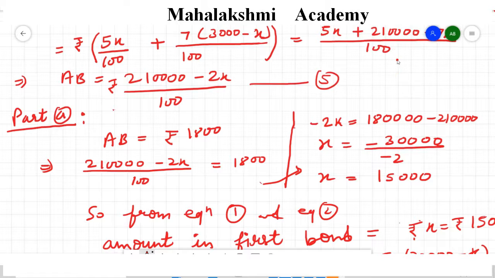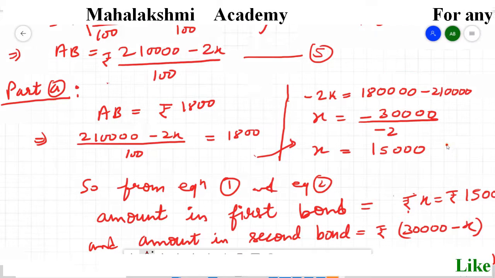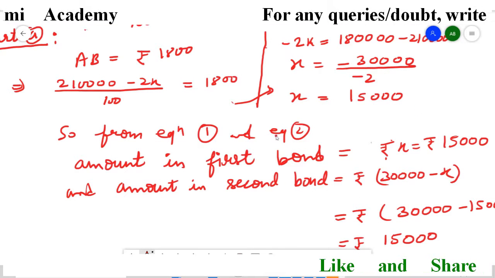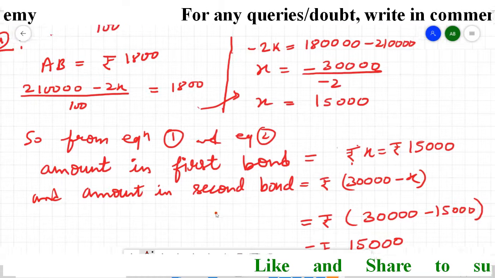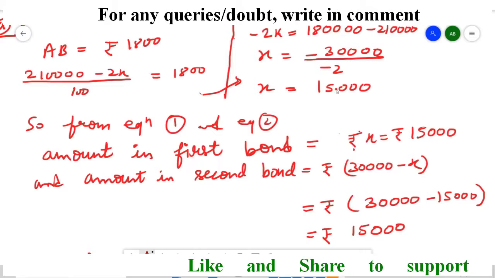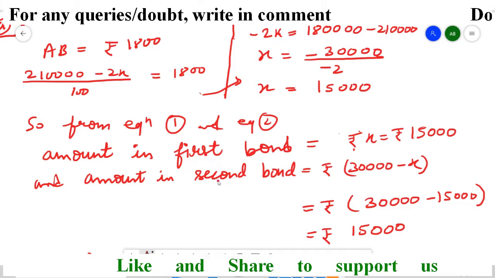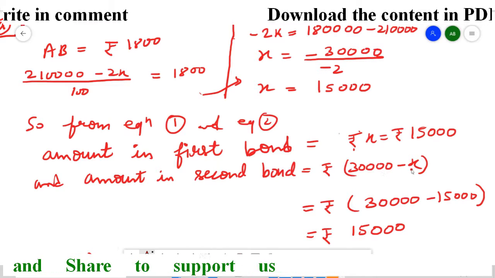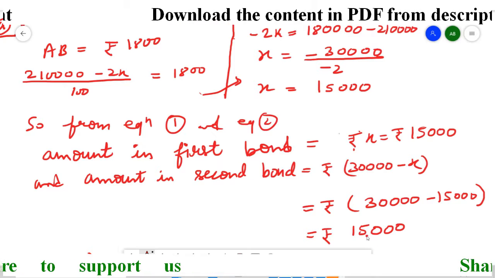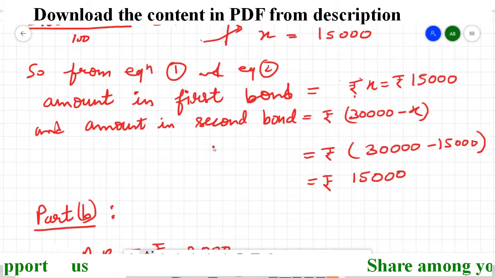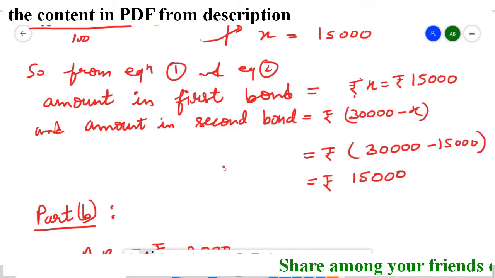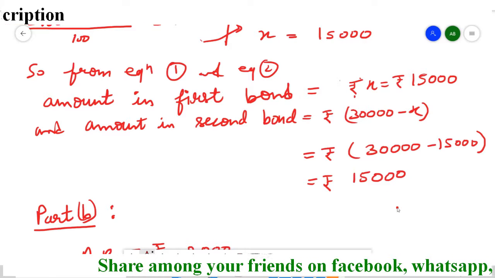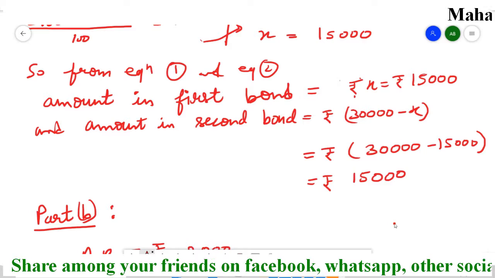Now in the question, what do they want from us? They want the amount present in the first bond and in the second bond. So according to equations 1 and 2, the amount in the first bond we assumed as rupees x, and the x value is 15,000, so it's going to be 15,000. And the amount in the second bond is in equation 2, that is 30,000 minus x. So put it here, and that again gives us 15,000. So according to the first part, the amount in the first bond as well as in the second bond is the same, that is rupees 15,000. So 30,000 is split into two parts.